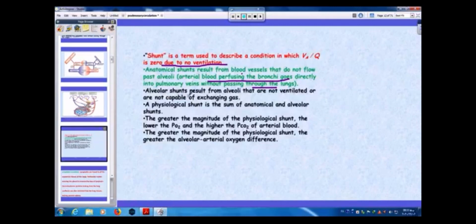Alveolar shunts result from alveoli that are not ventilated or are not capable of exchanging gas. The physiological shunt is the sum of the anatomical and alveolar shunts. The greater the magnitude of the physiological shunt, the lower the pressure of oxygen and the higher the pressure of CO2 in the arterial blood. The greater the magnitude of the physiological shunt, the greater the alveolar-arterial oxygen difference.